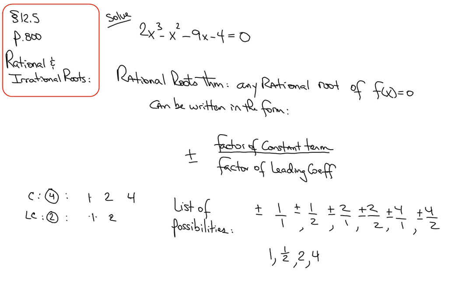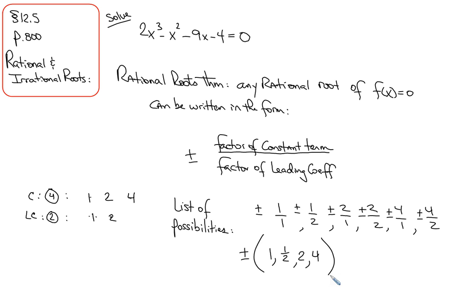Now, to save you guys a little bit of writing, you are allowed to put plus or minus in front of the whole list instead of putting it on every single number. But in order to do that, you have got to put parentheses around this list, or I will mark it wrong. Because if you don't put parentheses around it, then that plus or minus only affects what number? Just the 1, right? So you got to put parentheses around it so it affects everything on the list. So how many different possible rational roots do we have on this list? How many?